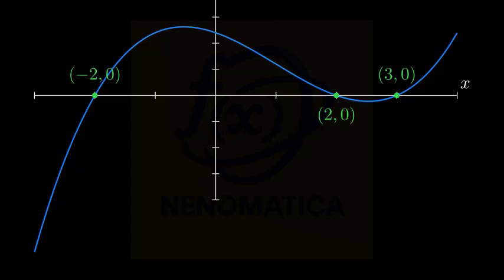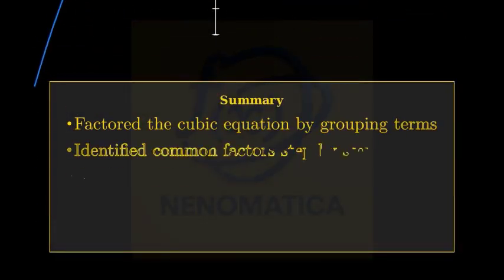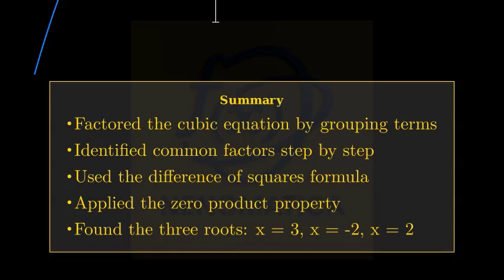To summarize what we've learned, we solved a cubic equation by factoring and grouping. First, we rewrote the equation to help with factoring. Then we factored out common terms step by step. We used the difference of squares formula to further factor our expression. Finally, we used the zero product property to find the three roots x equals 3, x equals negative 2, and x equals 2. This method works particularly well for certain cubic equations that can be factored completely.